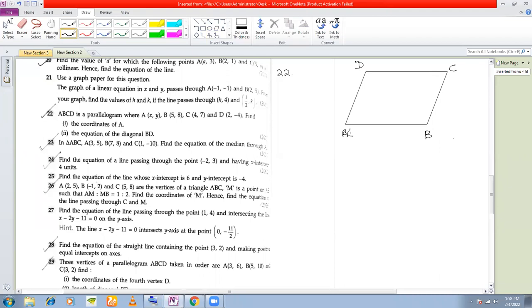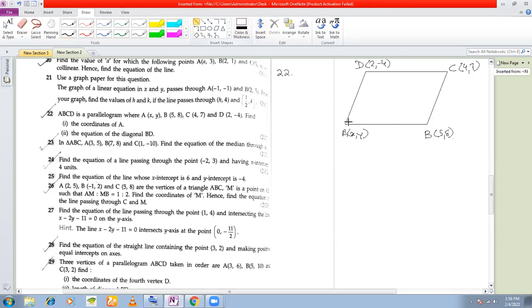So A, B, C, D are the vertices given of a parallelogram. The coordinates of A is given to be x, y. Coordinates of B is given to be 5, 8. Coordinates of C is given to be 4, 7. And the coordinates of D is given to be 2, minus 4. Now you are required to find out the coordinates of A. That's the first question.